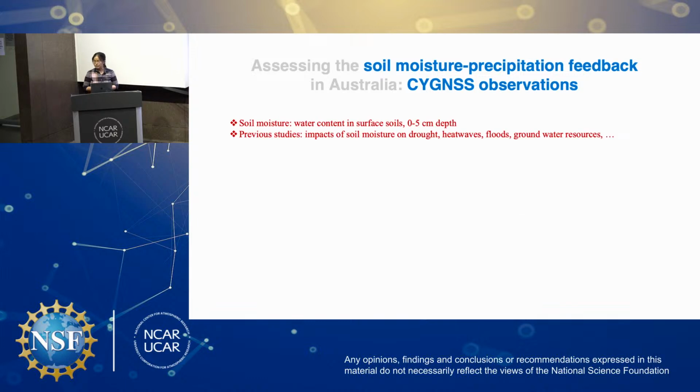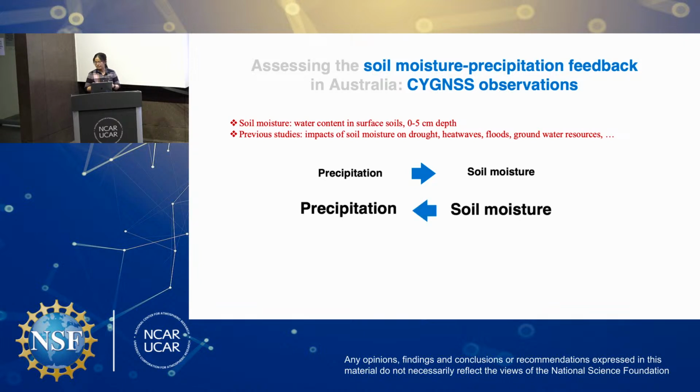Okay, so soil moisture is just the water content at the surface. You probably all know about this. And previous studies also report the importance of soil moisture on drought conditions, heat waves, and other extremes. So what we are interested in is the connections between precipitation and soil moisture. And there are two ways of connection. First, precipitation's impact on soil moisture is quite easy and straightforward, because when you have rain, the soil will get wet, and vice versa. But what we will look into in this study is how soil moisture impacts precipitation.